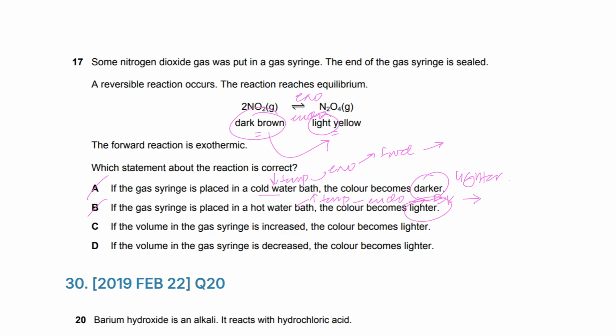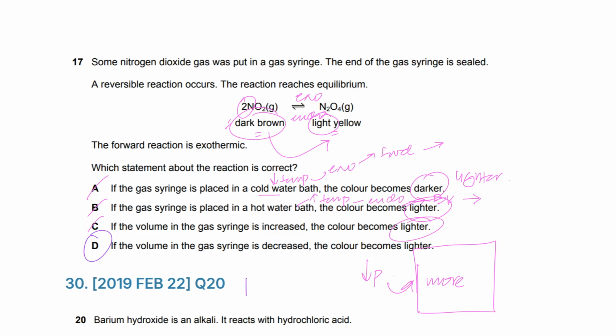If the volume of the gas syringe is increased, you're reducing the pressure, because pressure and volume, as you've studied in physics, are inversely proportional. So increase in volume means you've reduced pressure, and decrease in pressure favors more gaseous moles. More gaseous moles are on the left hand side. So the color should become darker, but here it's saying it becomes lighter, so C is wrong. Therefore D is the correct option.